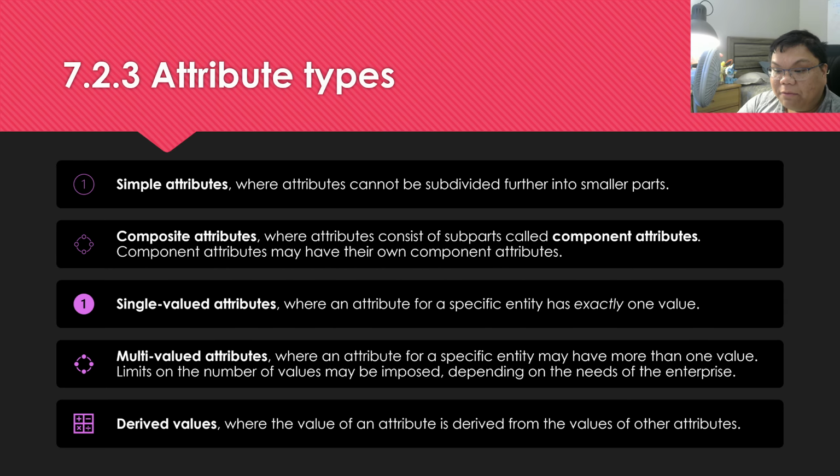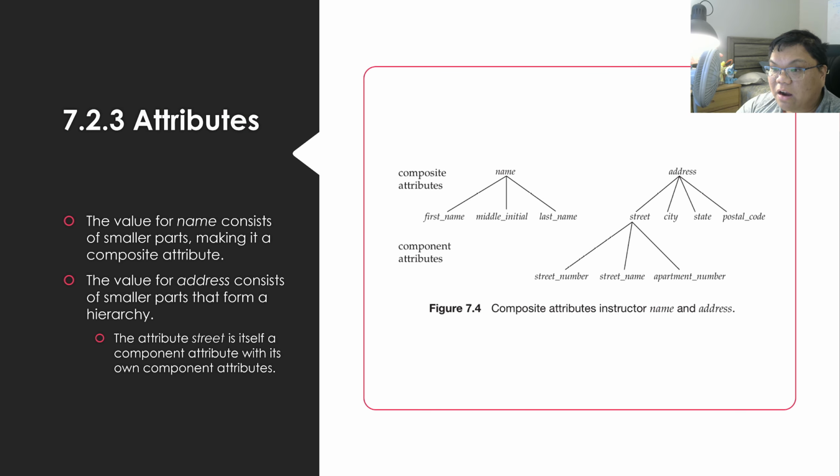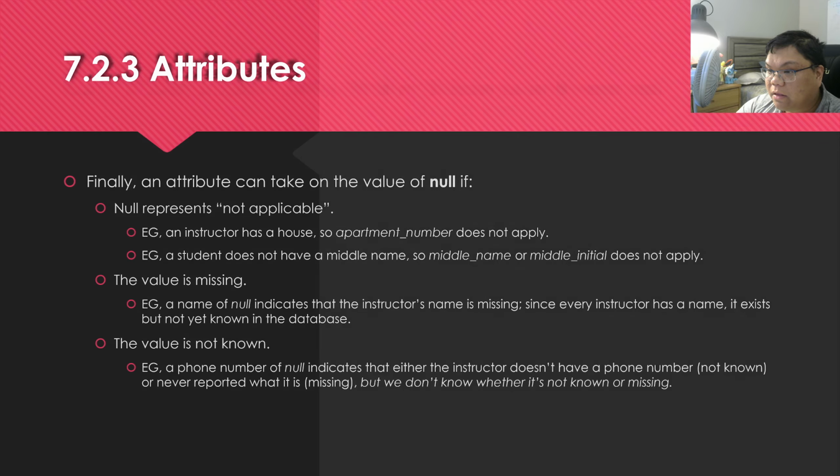What about a derived value? Well, you might have some values for an attribute that are not stored, but rather calculated on the fly using a getter function. For example, the number of students assigned to an instructor, we can figure that out just by counting up all the students. So here are those composite and component attributes. Name and address are composite attributes because they're made up of different component attributes.